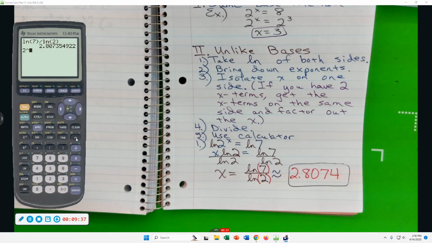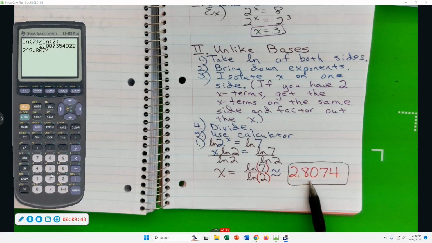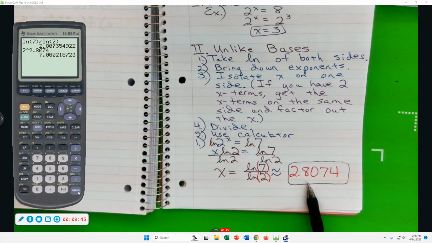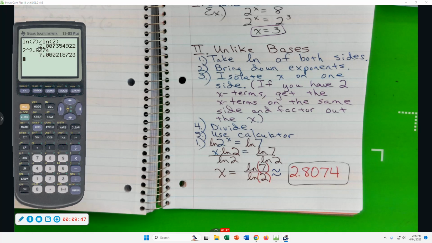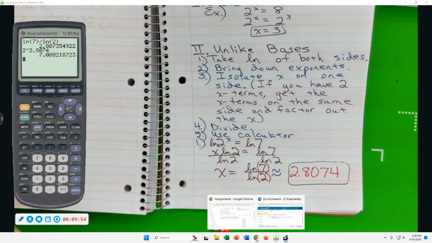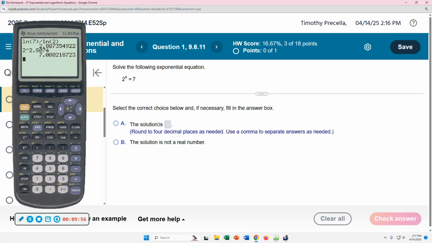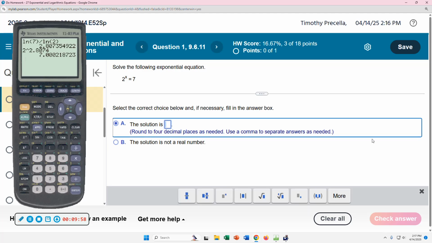Well, 2 squared would be 4. 2 cubed is 8. So it makes sense that the answer should be between 2 and 3. If you typed the whole thing in, it would have been exactly 7. Okay, so typing in the answer: 2.8074.